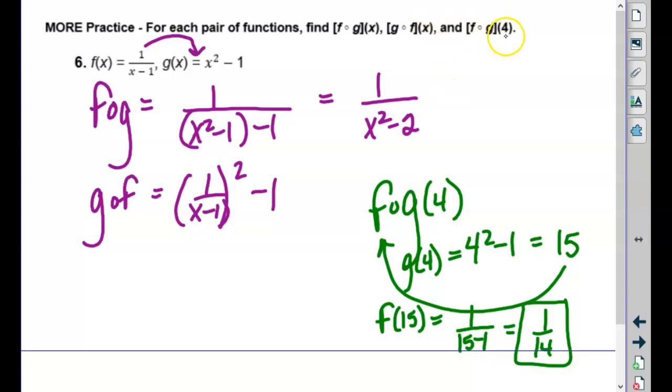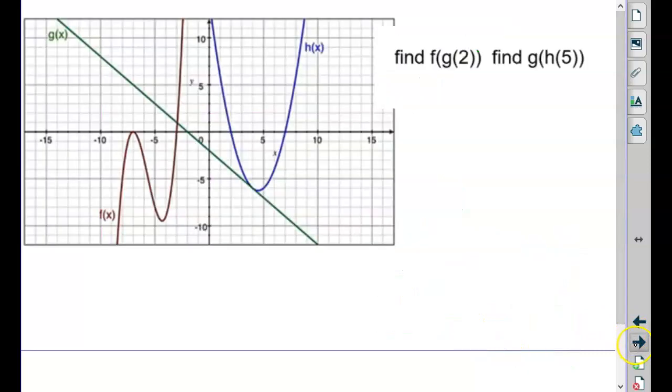Again, if we did it right, putting the 4 into our f of g function should give the same answer. 4 squared, 16 minus 2 is 14, 1 over 14. We got the same thing. All right, are we done? Oh, we got to do these reading ones.